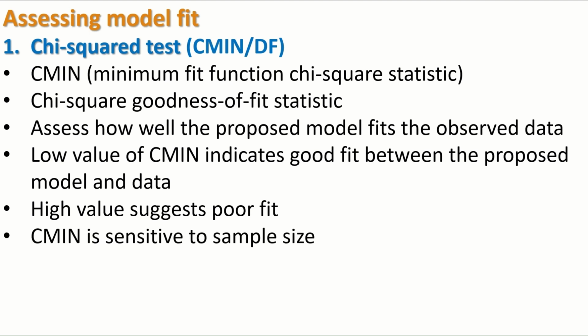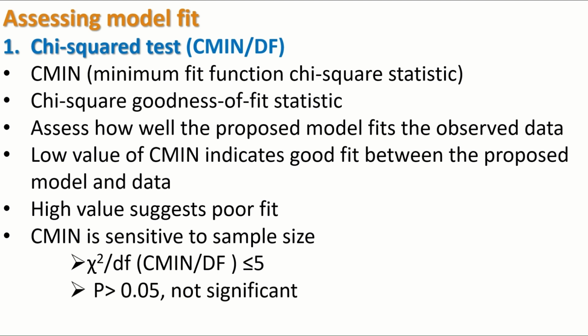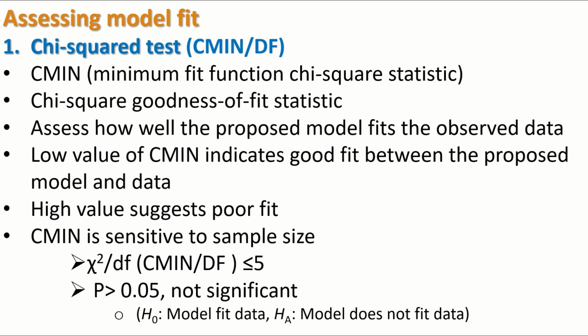The measurement CMIN is sensitive to sample size. Usually the chi-square is divided by the degrees of freedom. CMIN divided by DF should be equal to or less than 5. And the significance level should be greater than 0.05. So it should be non-significant, as the null hypothesis states that the model fits the data, and the alternative hypothesis states that the model does not fit the data.